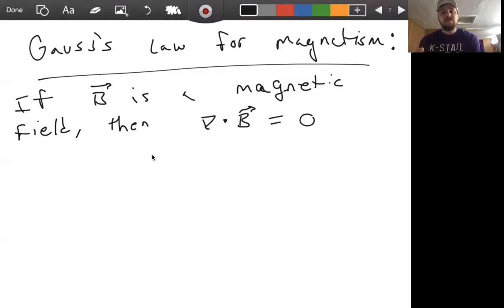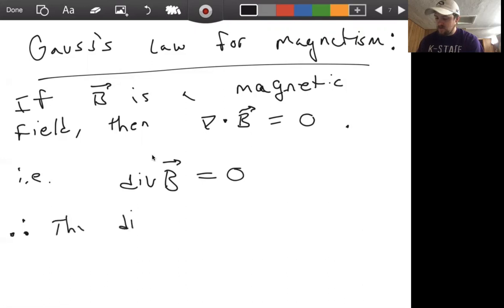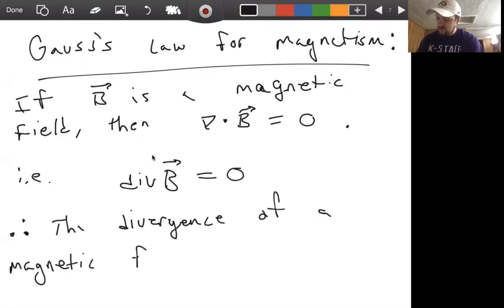It says if you have a magnetic field, then the gradient dot the vector representation of your magnetic field is 0. i.e., what does this mean now that we know what the divergence is? i.e., divergence of a magnetic field is 0. And so that's, in words, our conclusion. Therefore, the divergence of a magnetic field is always 0.